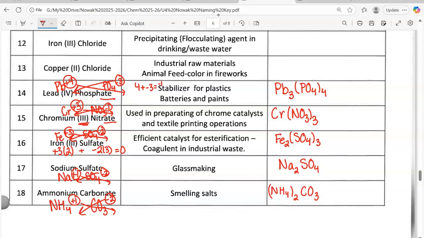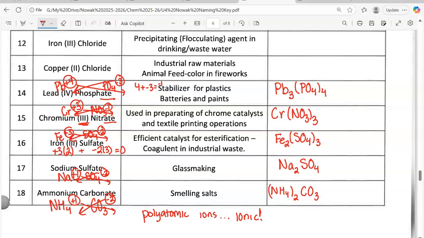When you do this, we do notice that, hey, these are all nonmetals, but since we are looking at polyatomic ions, this is still ionic.